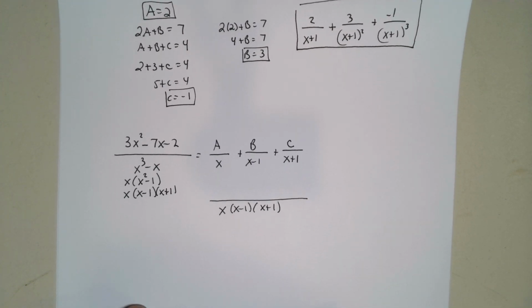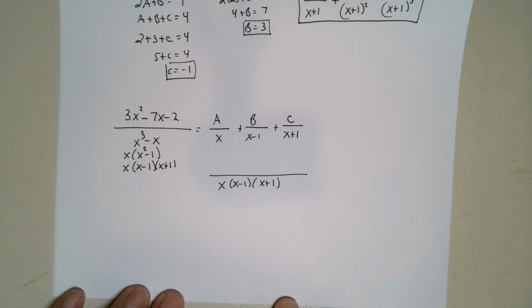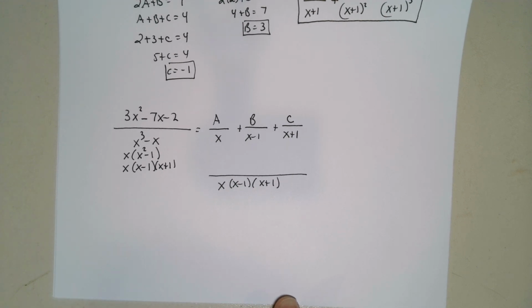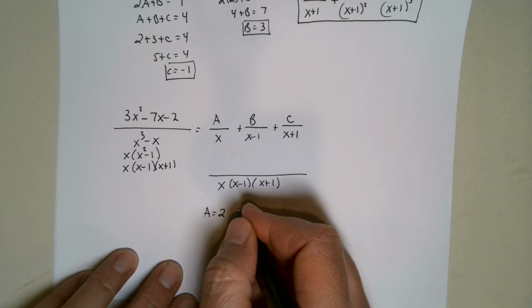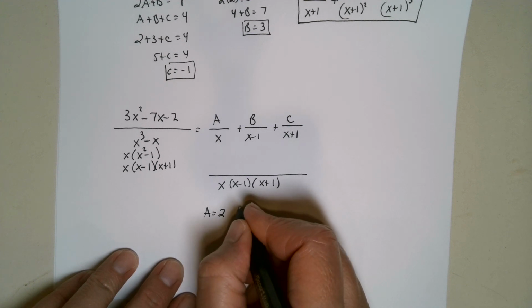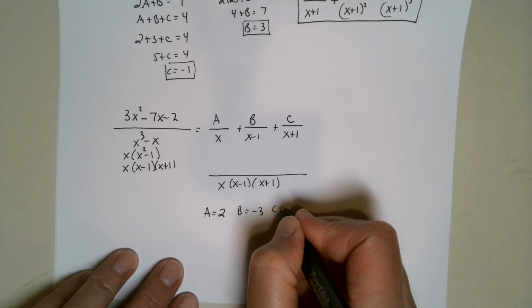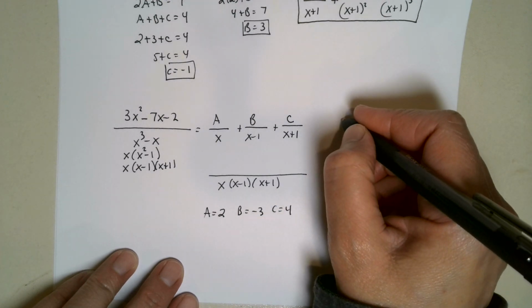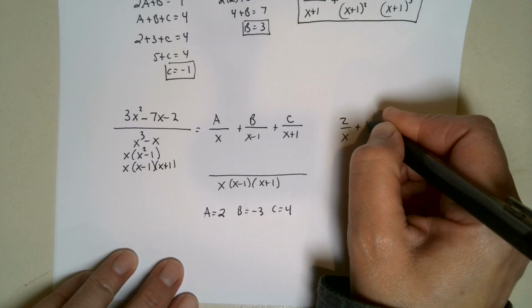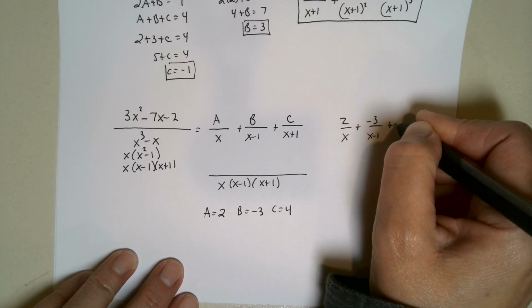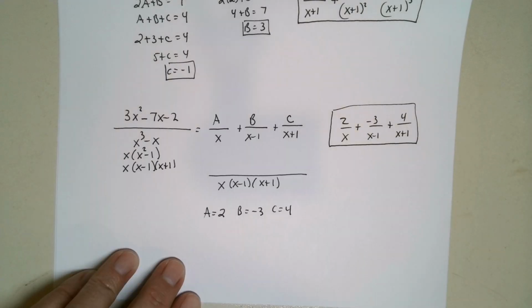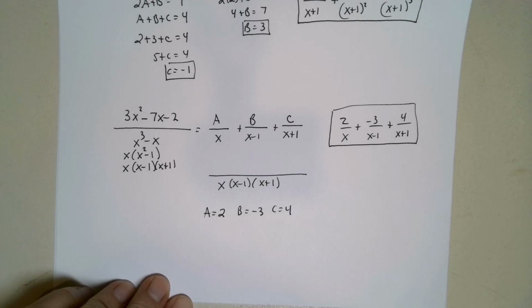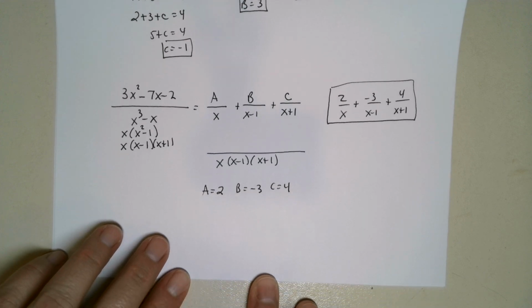And I know the videos are getting long, so I'm not going to work through this one, but I will give you the answer. The a works out to be 2, and the b is equal to negative 3, and the c is equal to 4. So the final answer should be 2 over x plus negative 3 over x minus 1 plus 4 over x plus 1. So if you want to practice this problem before you start on your homework, your answer should be 2 over x plus negative 3 over x minus 1 plus 4 over x plus 1.